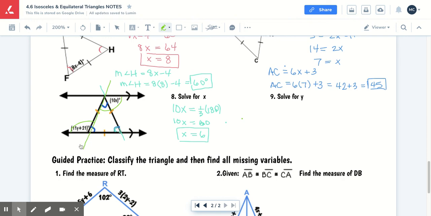But that's probably a little further than I need to go. I could actually use this one over here. These two angles make a linear pair. So I think for that one, I'm just going to say 11y plus 21 plus this other angle, which I know is 60, 1/3 of 180, has to equal 180.